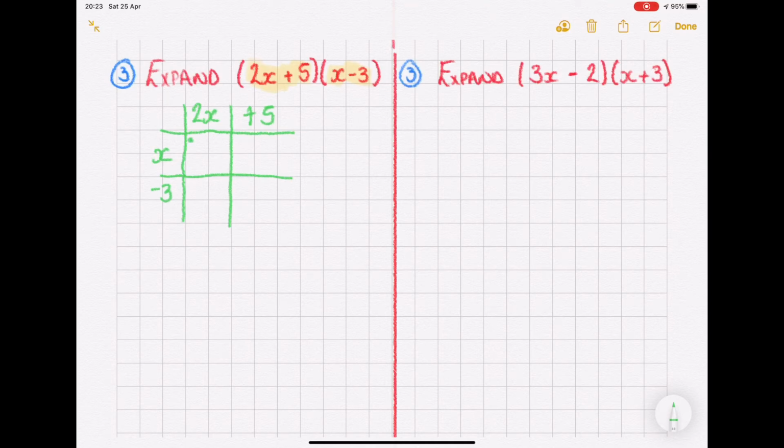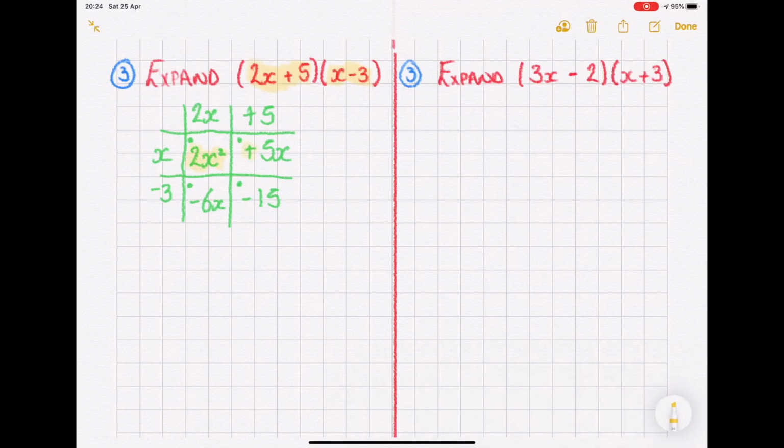Okay, so in this bracket, 2x times x, well, if x times x is x squared, then 2x times x is 2x squared. In this bracket here, x times by positive 5 is plus 5x. In this bracket down here, 2x times by minus 3 is minus 6x. Like that. And in this bracket, positive 5 times by minus 3 is minus 15.